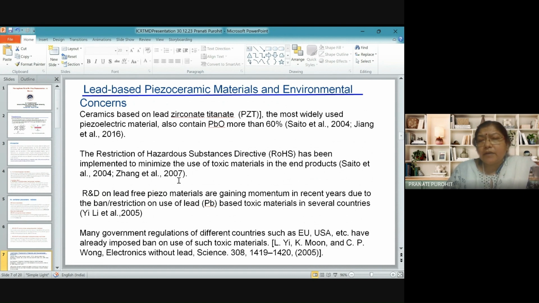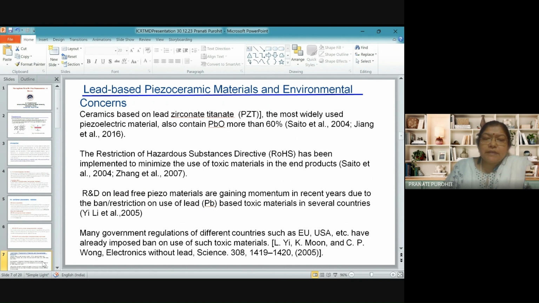In 2004 and 2007, Saito et al. and Zhang et al. published articles to stop the use of lead. Again, different countries banned the use of lead in different materials. We have also heard that lead-free paints are being used now, and government regulations of different countries, such as the United States and the EU, also imposed a ban on the toxic use of lead.